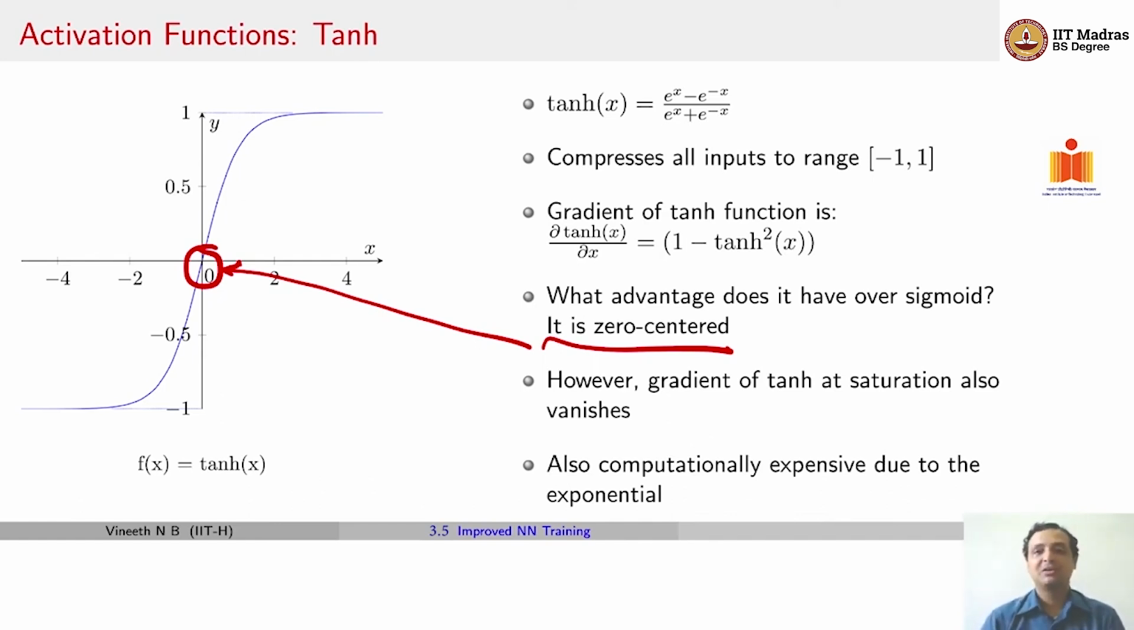However, very similar to sigmoid, it also suffers from some disadvantages. It also has saturation at lower inputs and higher inputs, as you can see from the shape here. Any logistic activation function may suffer from the same issues. It is also computationally expensive because of the presence of the exponential functions.